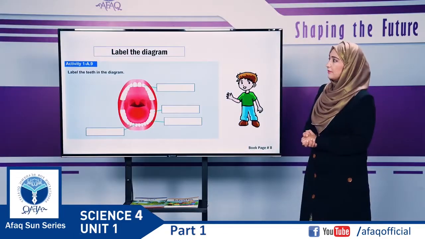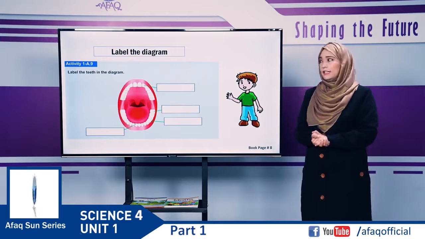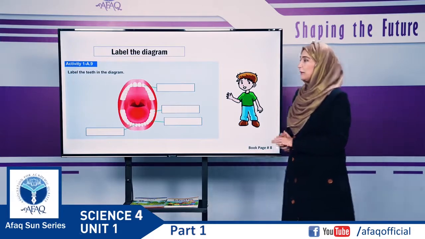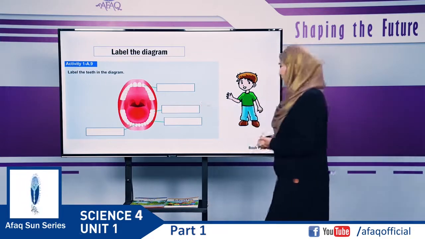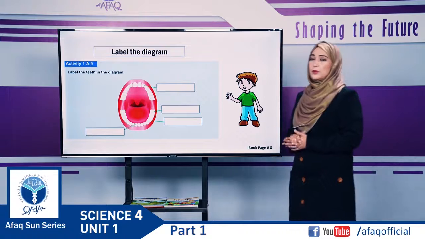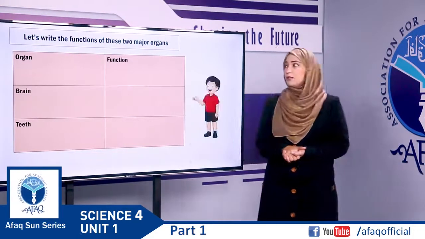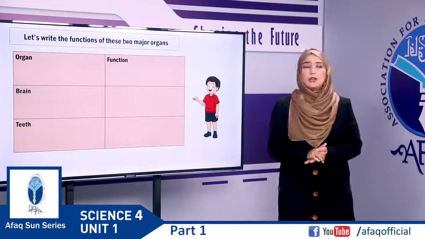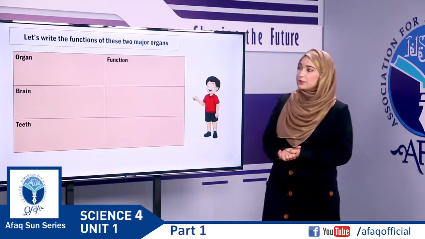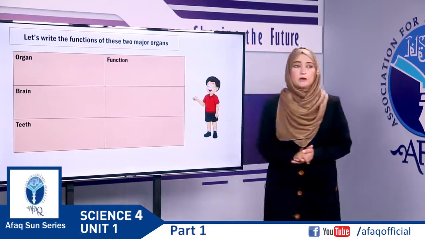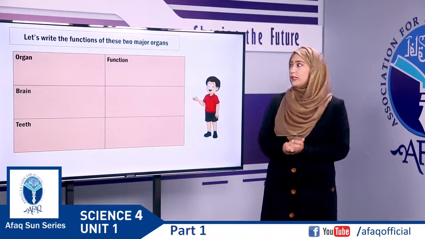Yes students, you have read about the teeth. Now I want you to label this diagram in your book, page number 8. Please do it and come back quickly. We are going to solve another activity. What you have to do is write the functions of these 2 organs. Now please write them and come back quickly.